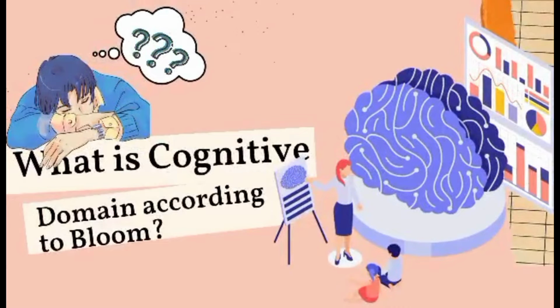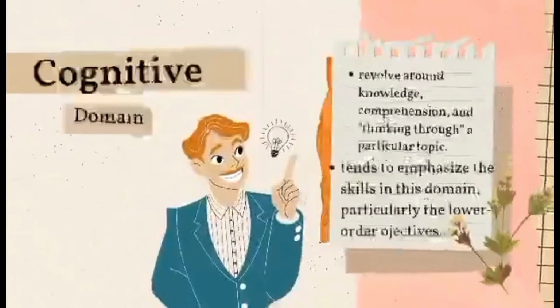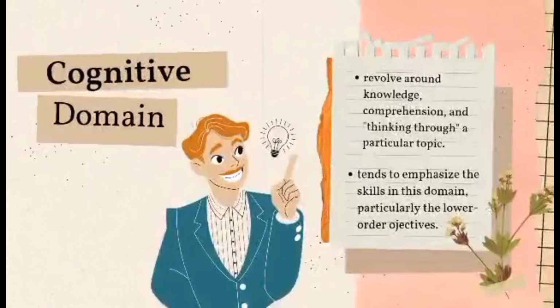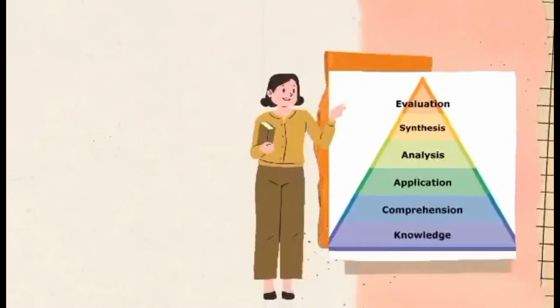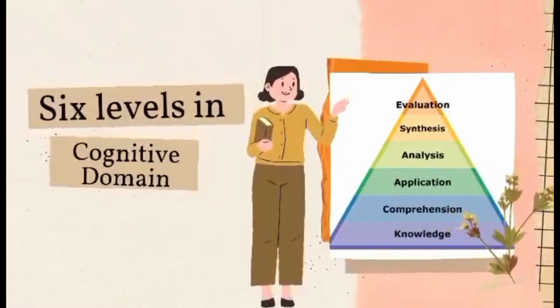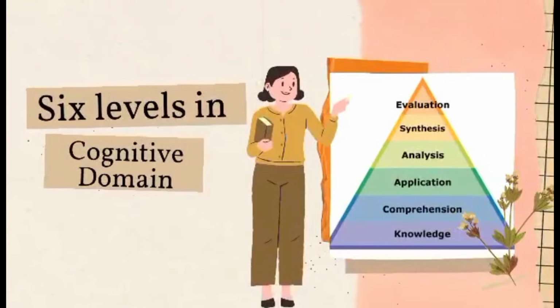What is the cognitive domain according to Bloom? Well, the cognitive domain involves knowledge, comprehension, and thinking through a particular topic. And there are 6 levels in the cognitive domain, which are knowledge, comprehension, application, analysis, synthesis, and evaluation.